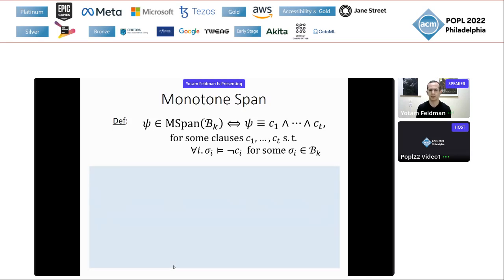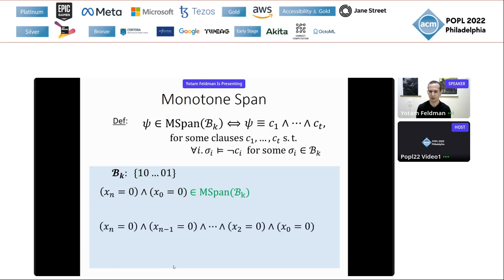So if we take, for example, BK to be the singleton set of the bad state from before, then this formula belongs to the monotone span because each clause independently excludes the counterexample from BK. But if we look, for example, at this formula, which captures the set of 0 and 2, this formula doesn't belong to the monotone span. And the reason is that these clauses independently or separately from the others don't exclude any counterexample from BK. So this defines our abstract domain.